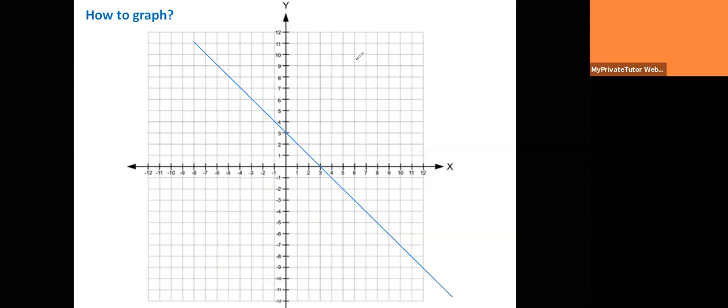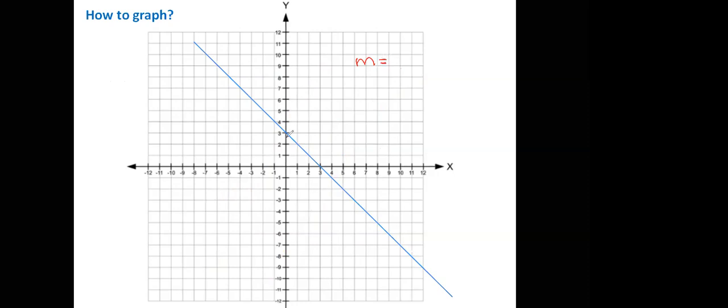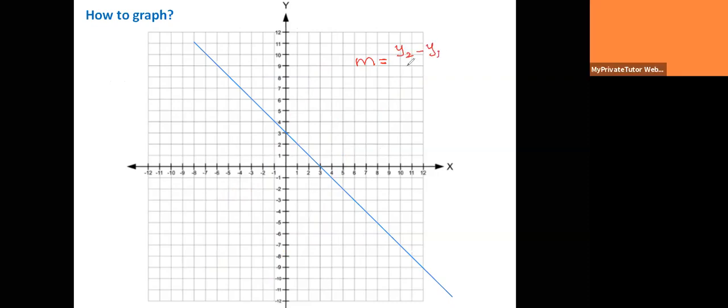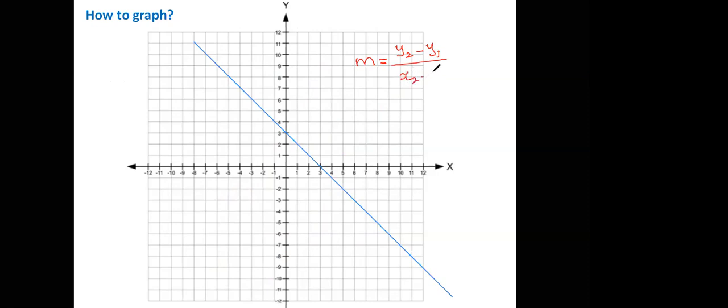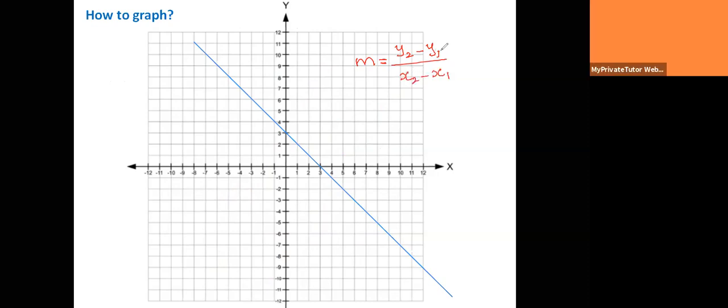Anybody know the formula to find slope, guys? Y2 minus Y1 upon X2 minus X1. Who said that? Joseph? Yes, good. Excellent, Joseph. So this is the basic formula to find the slope, guys.